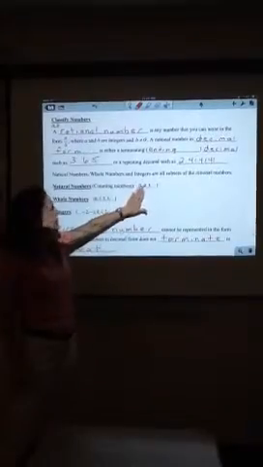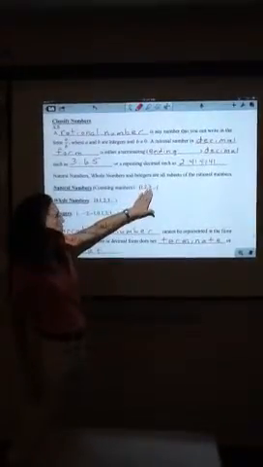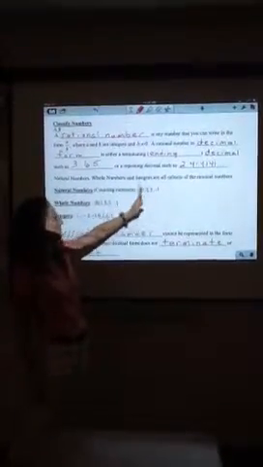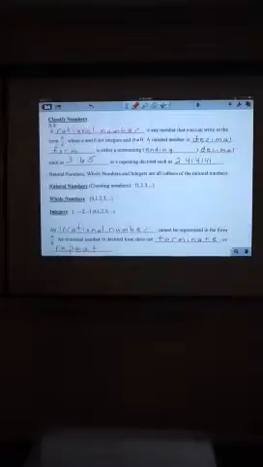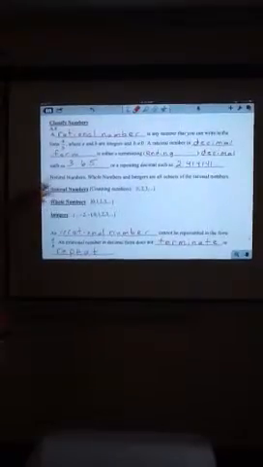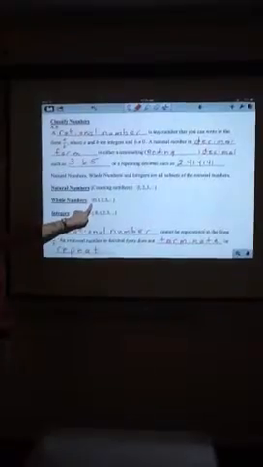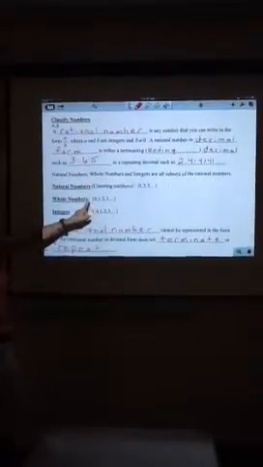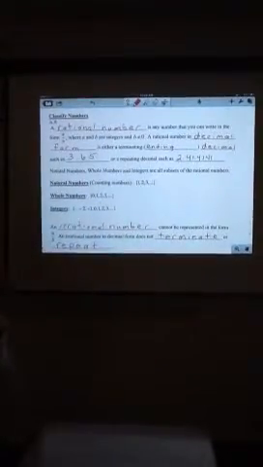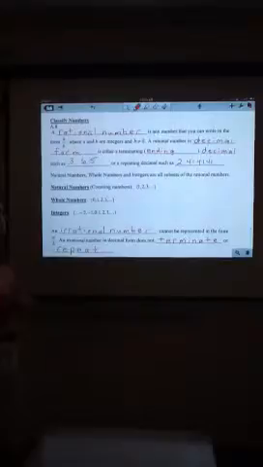Notice they don't include the numbers in between 1 and 2 or 2 and 3. No decimals or fractions in between. It's 1, 2, 3, 4, 5 to infinity, going on forever. The second one are the whole numbers. Whole numbers look very similar to natural numbers, but notice they include 0. So whole numbers are the natural numbers and 0. So 0, 1, 2, 3, and go on forever. Again, there's no decimal numbers in between. It's just the whole numbers.